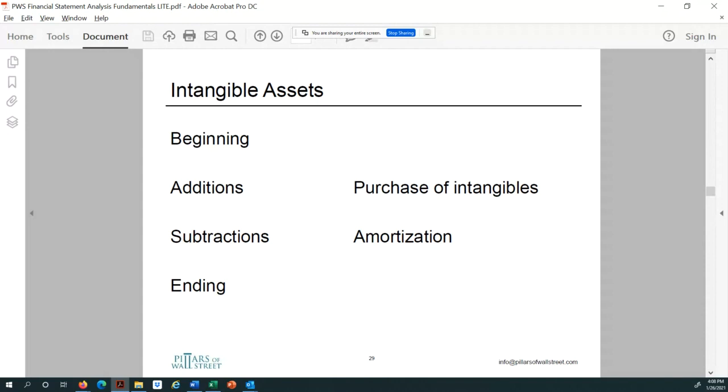Likewise, intangible assets go up by the purchase and down by amortization. Same exact concept. So for example, Microsoft buys a patent from Apple. Well, you're going to end up doing what? You're going to expense that via amortization. That patent will be expensed via amortization over the useful life. Patents are typically in the range of 17 to 20 years approximately. You're going to end up amortizing it over that useful life.